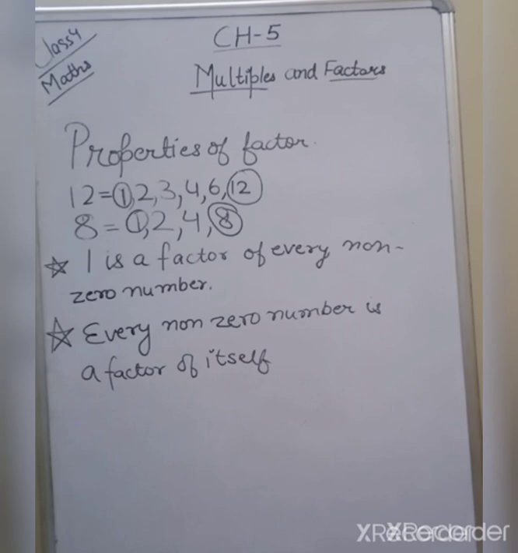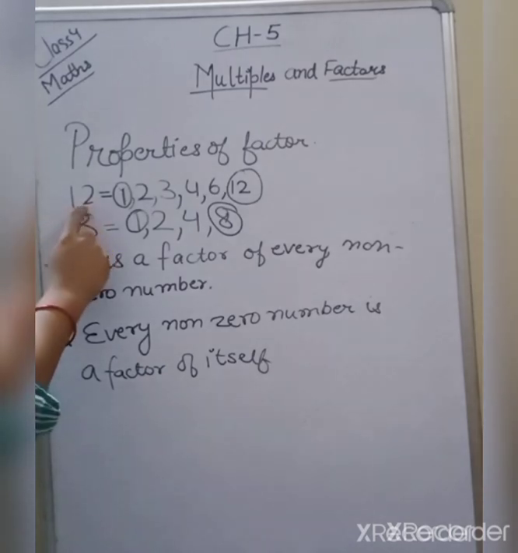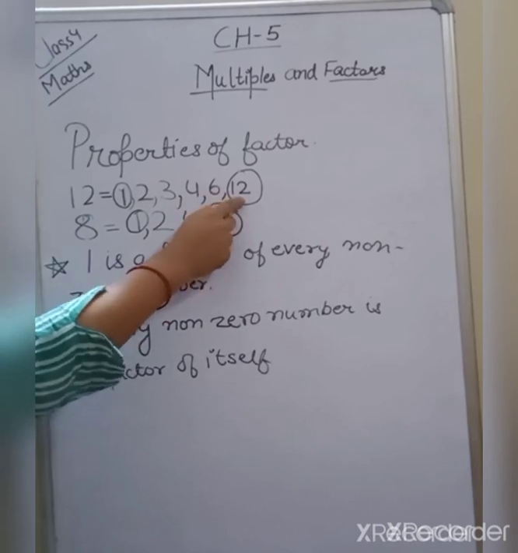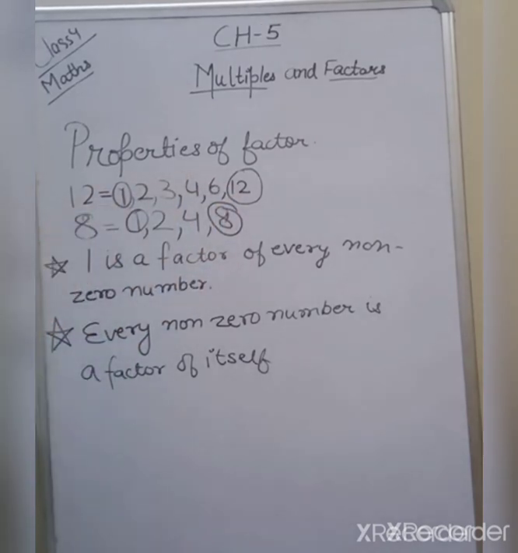Now, the third property. If you notice, the factor of a non-zero number is either less than or equal to the number. It means that if you see the factors of the number 12, each is either equal to or less than it. So what is the third property?